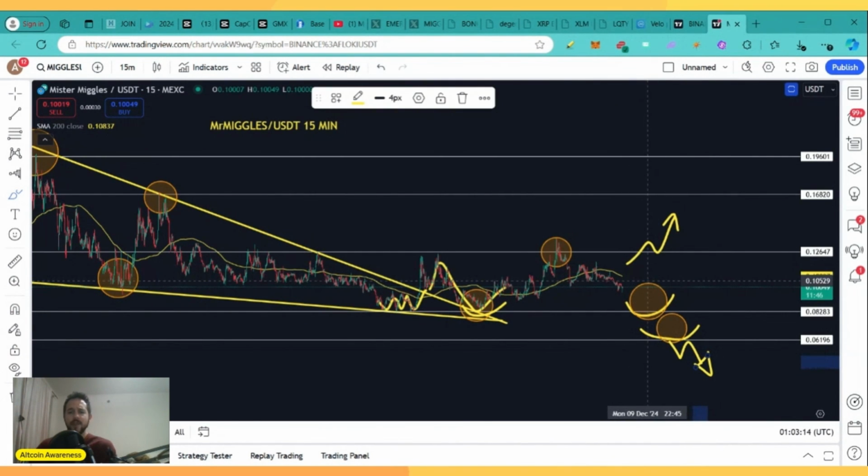For those of you who want to trade this in a more safe manner, you should wait until the price action breaks above this key level of resistance that's located at 0.1264. Buy the breakout, buy the retest, wait for a continuation move to the upside.